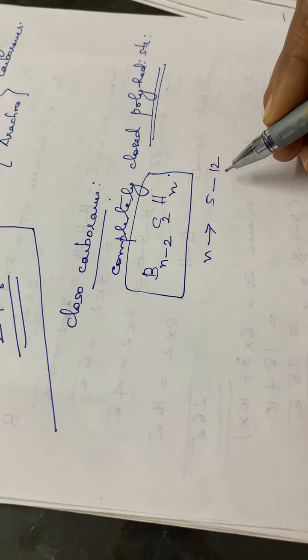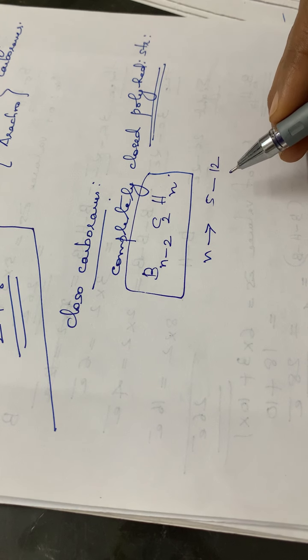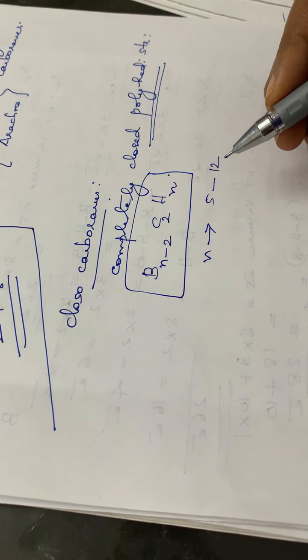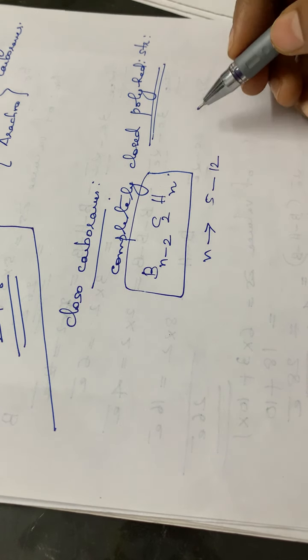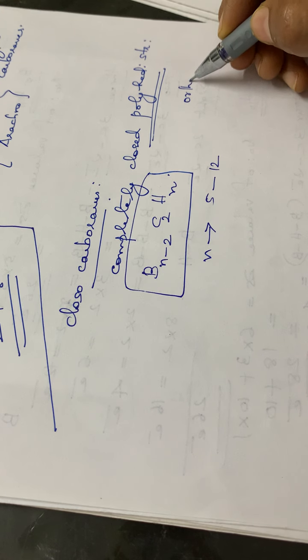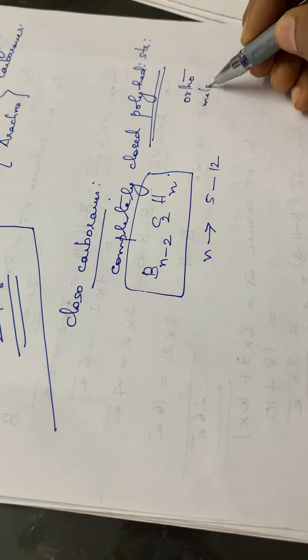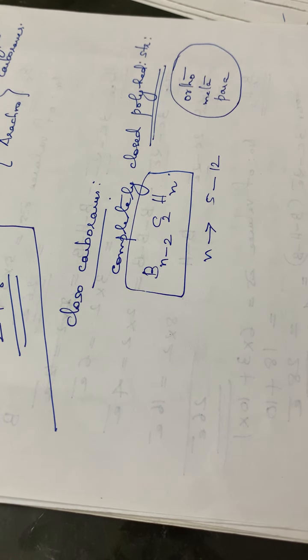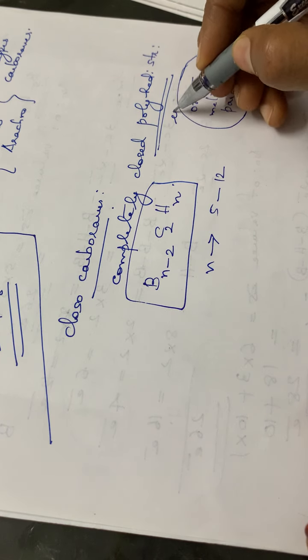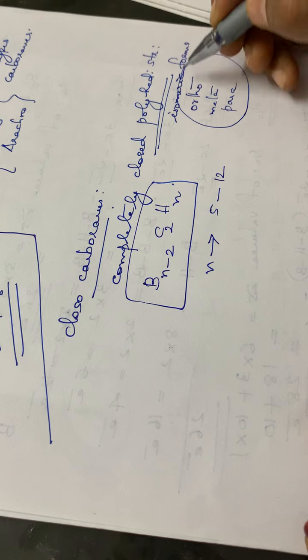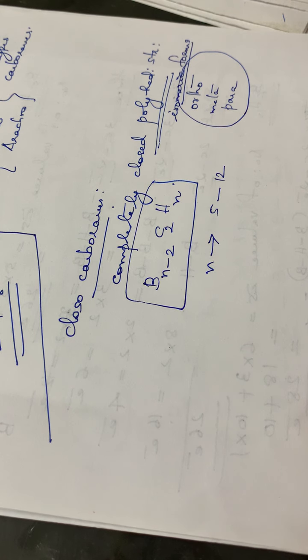The number of boron atoms, or number of hydrogen atoms, varies from 5 to 12. Again, closocarboranes occur in 3 isomeric forms: the ortho form, the meta form as well as the para form. These are the 3 isomeric forms of closocarboranes.